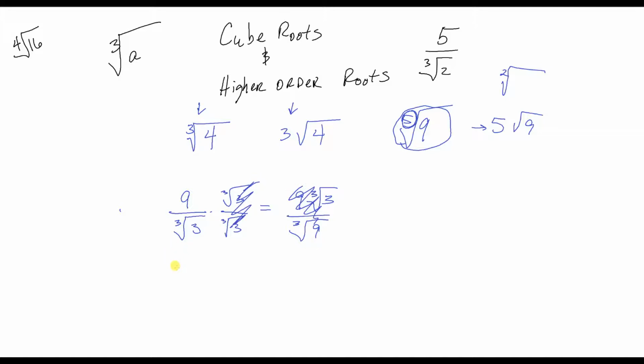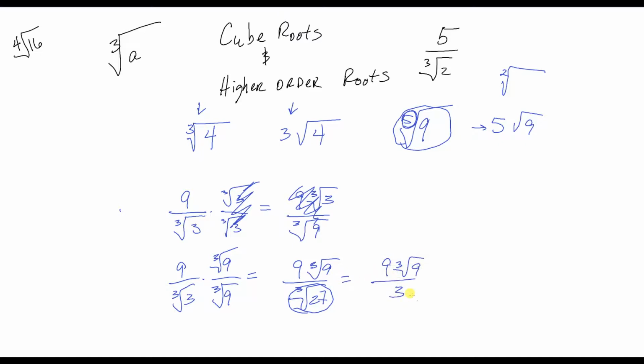So what I need to do instead, if I had 9 divided by the cube root of 3, is multiply this by something so this would be a perfect cube. Well, 3 times 9 is 27, and 27 is a perfect cube. So I would get 9 times the cube root of 9 divided by the cube root of 27. And the cube root of 27 is just 3. So we get 9 cube root of 9 divided by 3. And these two things right here can be reduced. So you're left with 3 times the cube root of 9.